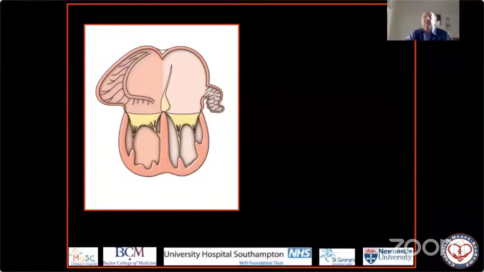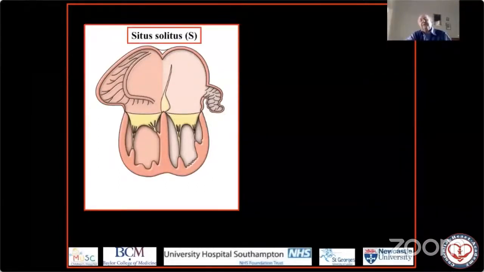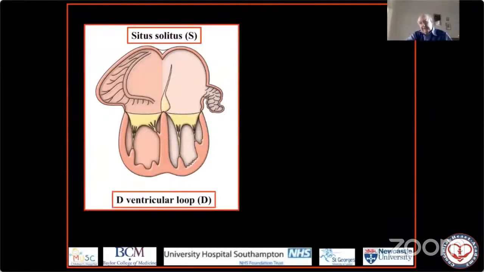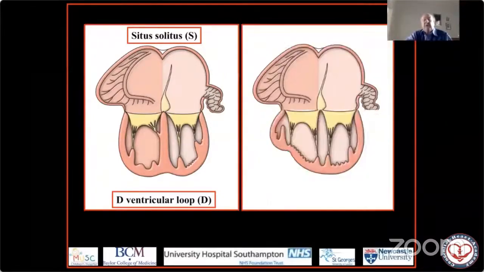So let's look at the way that Richard analyzed atrioventricular concordance. It's the same heart I was showing you just a moment ago. As you know, when Richard describes the atrial chambers, he considers them to have solitus, and in his segmental abbreviations, he calls that S. And then with ventricles, he talks about the ventricular loop. In the normal heart, we have the D ventricular loop, which he abbreviates to D. So that is the normal heart.